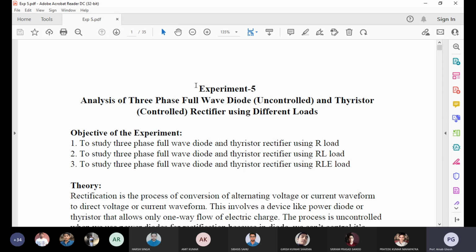What is the problem with that? The frequency of that pulsating DC is 100 Hz. But if you do it for three phase, converting three phase AC to DC, you get a higher ripple frequency in the pulsating DC than with single phase. It is almost 3 times the ripple frequency for a 50 Hz system.